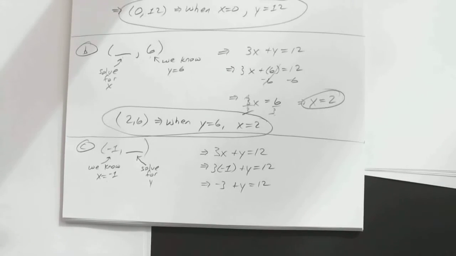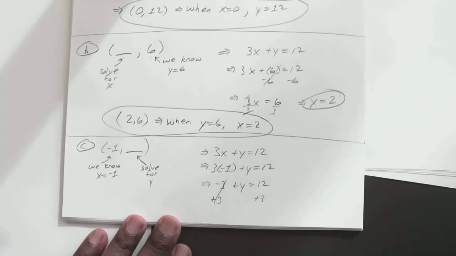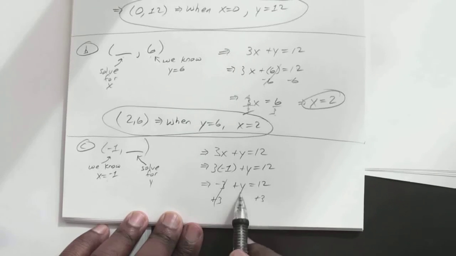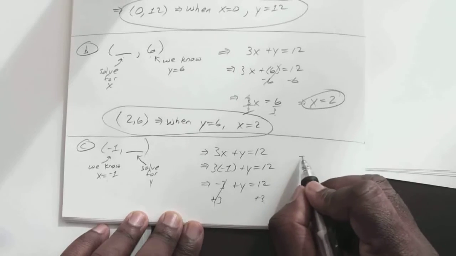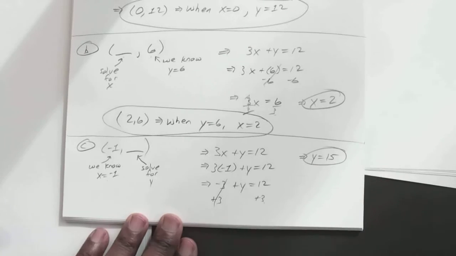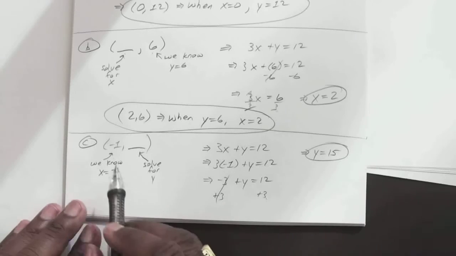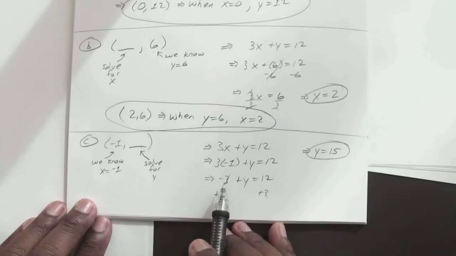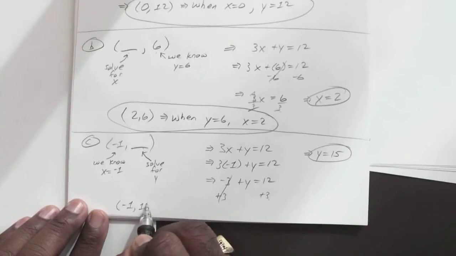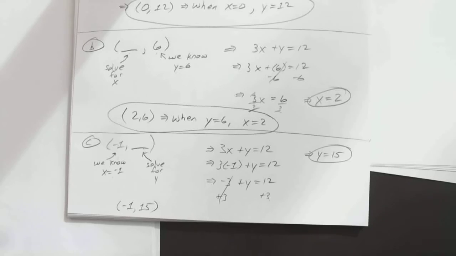Go ahead and add 3 to both sides. Those two cancel each other out. So you're left with y equals 12 plus 3, or just y equals 15. Okay. So we end up with the ordered pair of (-1, 15). Okay, so we have (-1, 15), or when x is equal to -1, y is equal to 15.